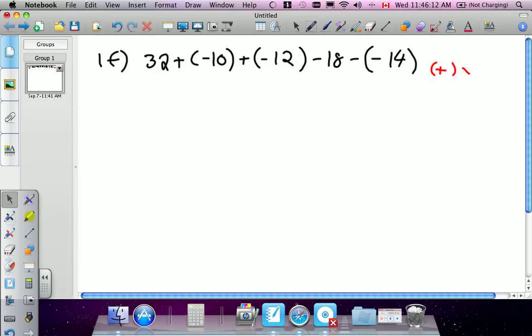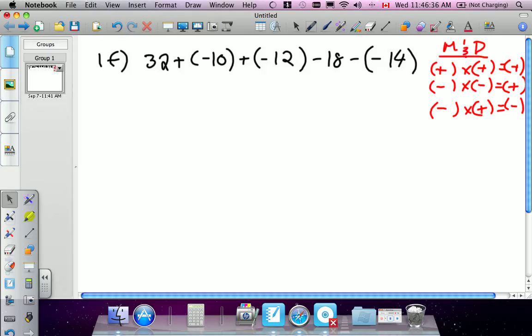Positive times a positive equals a positive. Negative times a negative, positive. Okay? And when they're opposite, so negative times a positive, negative. That's the only time we get a negative answer. Okay. So those are multiplication and division rules. So that's the M and D rules, okay?